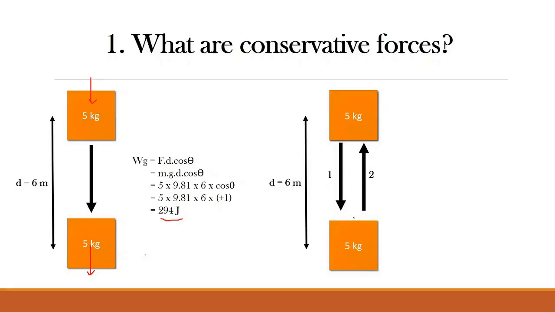Now let us calculate the work done for the total process. The first process is in the downward direction and the second process is in the upward direction. It means that it closes a loop. We have to calculate the work done for the first process. Here we get the value of work done equal to 294 joule. This value is the same as we have calculated in the previous case.